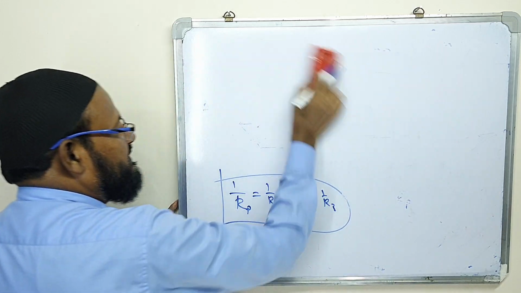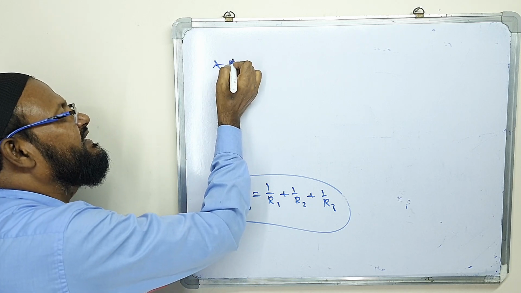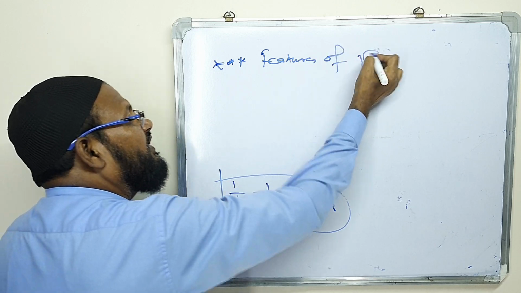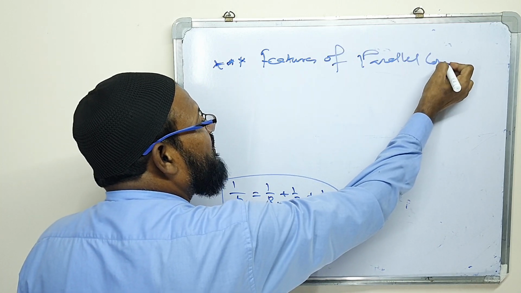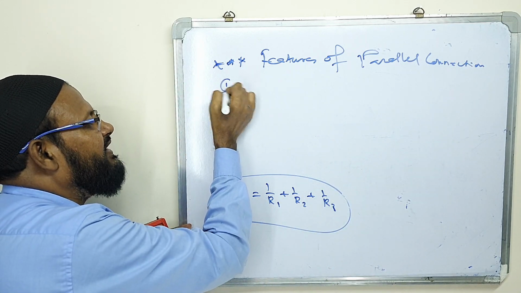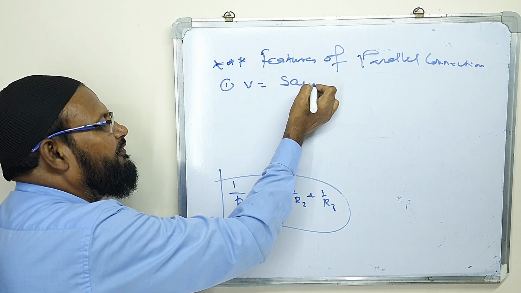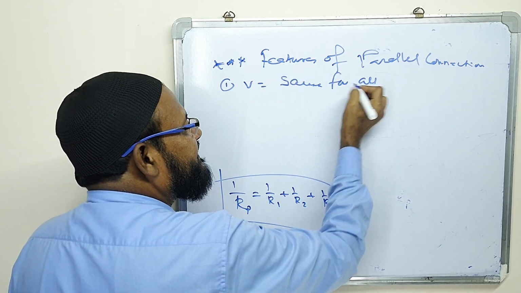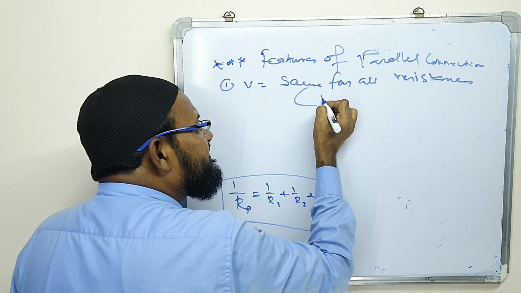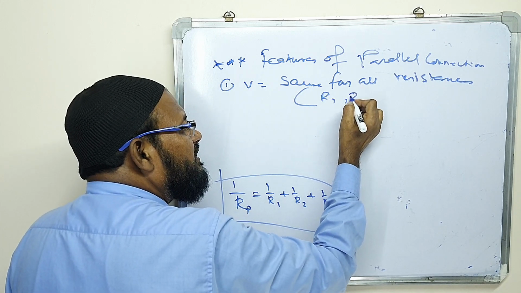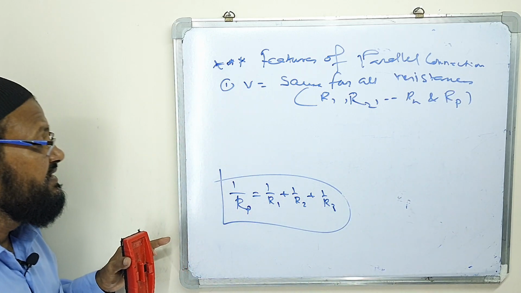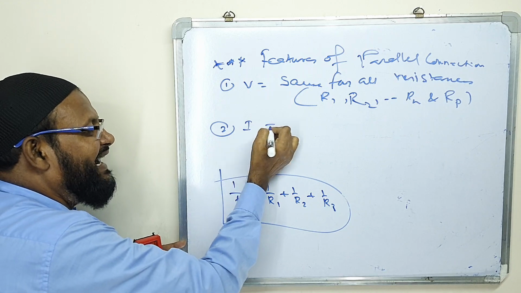Now give the heading. Sir, features of parallel connection or combination. Be careful. First thing, first point: V is the same for all resistances. Be careful. All resistances mean R1, R2, dot dot Rn and Rp. This is important. Second part is very important. Sir, I is divided. What is this?